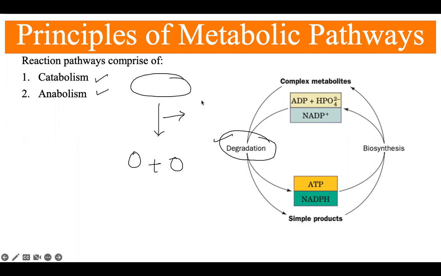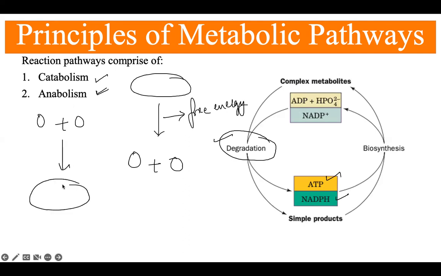And in the course of catabolic reactions, free energy is released in the form of different high energy molecules like ATP and NADPH. And these high energy molecules are used by the cell for performing different types of other reactions. On the other hand, anabolism is the type of reaction where simpler molecules are converted into bigger molecules. So these involve biosynthesis, right?